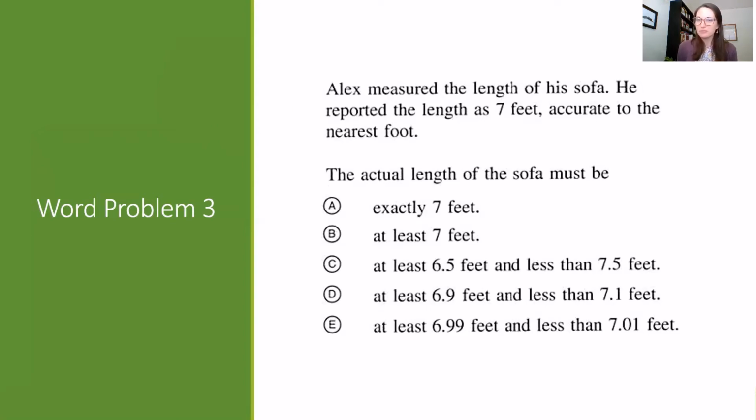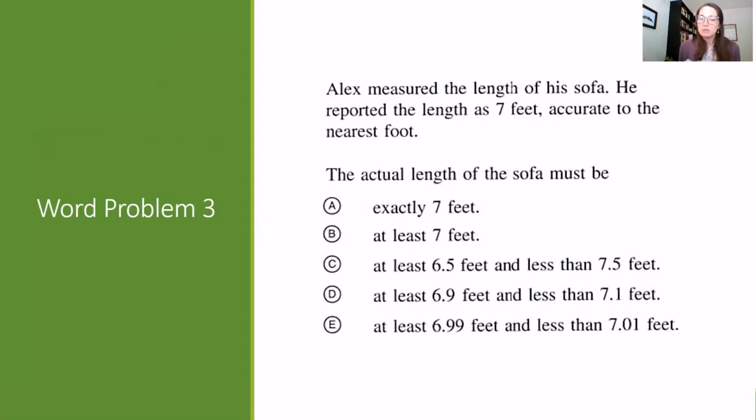In this problem, we need to pay attention to how this person is measuring and what they might be asking us about. Now, when I see that he reported the length as 7 feet, but it's accurate to the nearest foot, that tells me it probably isn't just exactly 7 feet, right? That's just kind of an estimate. It's good to be able to give a rounded number rather than saying, for example, it's 6 feet, 11 and 3/8 inches. That would be really specific. Sometimes we need those specifics, but sometimes we just need general. It's about a 7-foot couch.